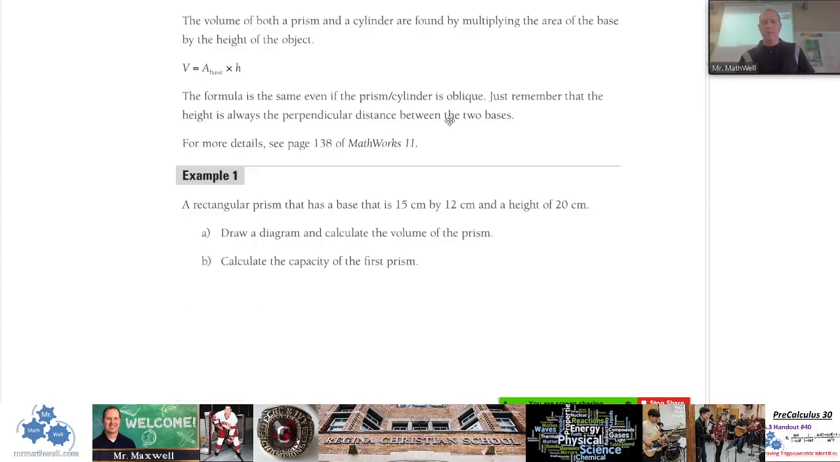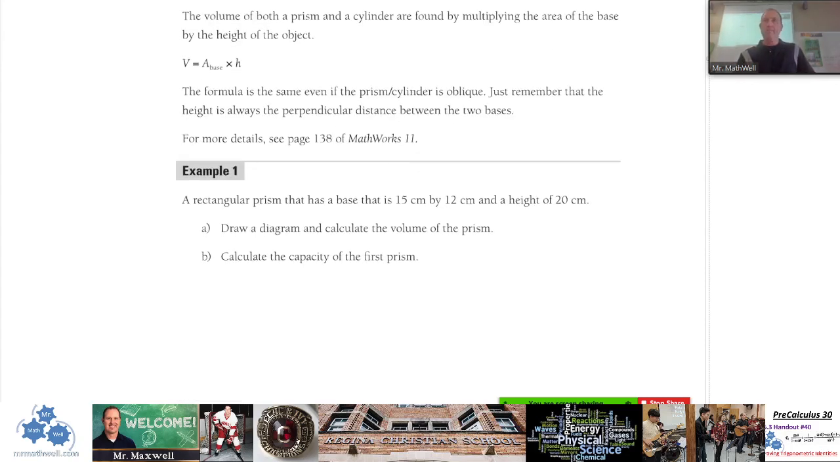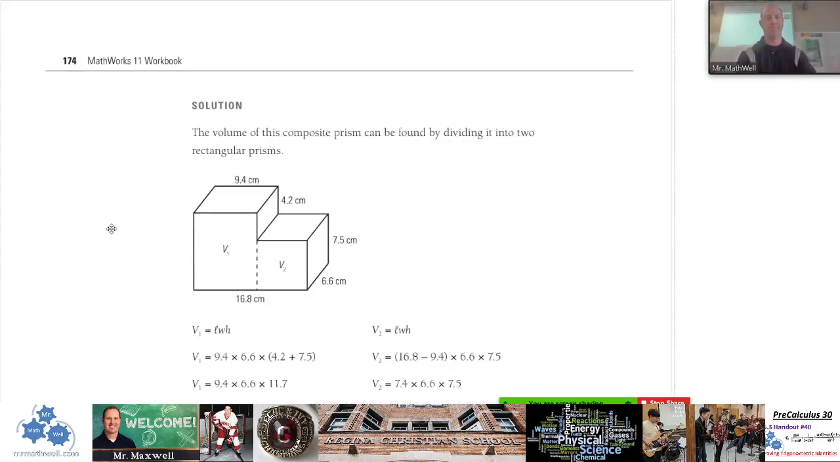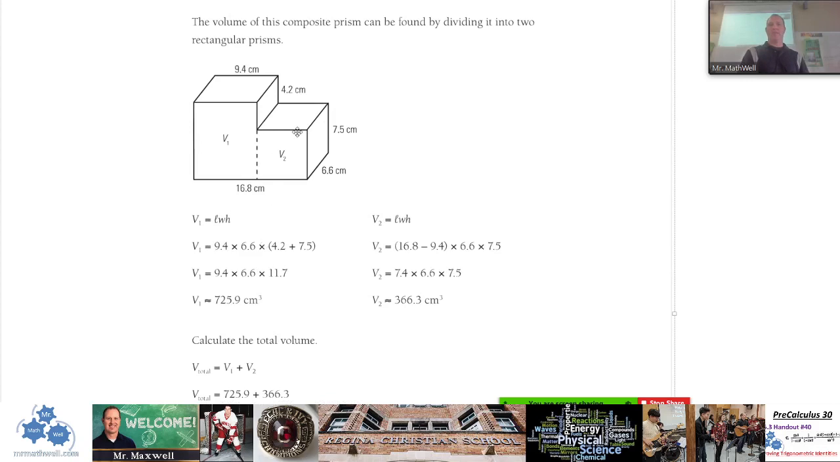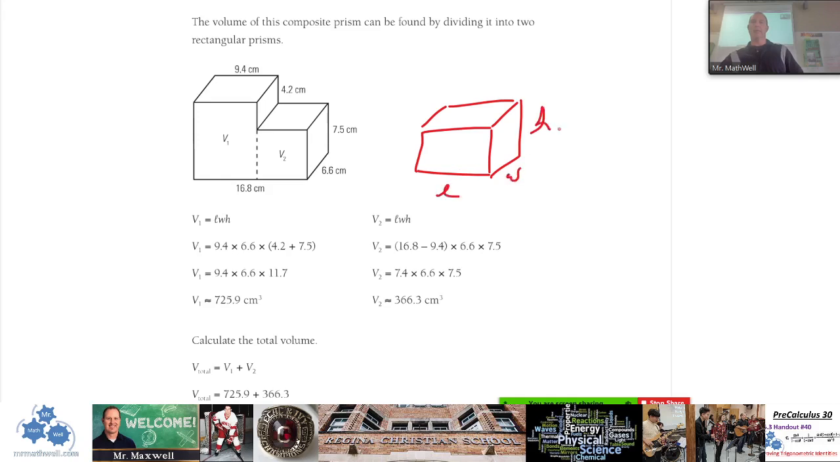Yeah, question? Is it possible to get a page with all the volume equations on it? All right, so volumes for prisms, like rectangular prisms, are simply length times width times height. If you're given a composite object like this, you would need to split it up into known prisms. So length times width times height would be for a cube or something like that, right? That's the volume.